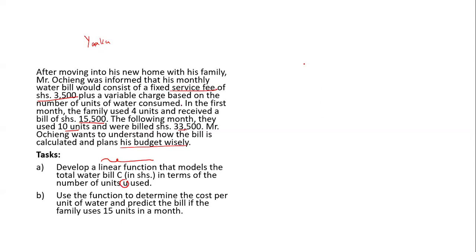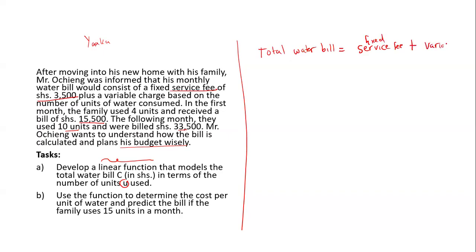So in order for us to be able to obtain the total cost, we shall say that the total cost, or total water bill, will equal the service fee, which is the fixed service fee, plus the variable charge. Members, is that fine? Could that be fine to everyone in the chat?